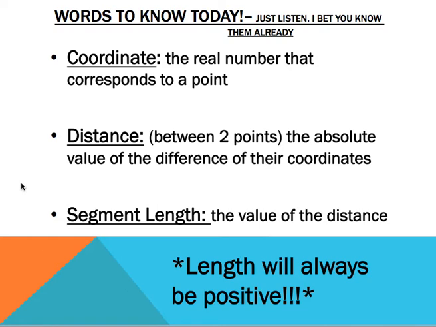So the first 3 vocabulary words are listed on the slide: coordinate, distance, and segment length. And what's really important to note about these vocabulary words is length will always be positive. So we're going to talk about absolute value and the importance of always taking the absolute value. But basically what you should remember is that length will always be positive and will never be negative. And remember, pause the slide if you need extra time.